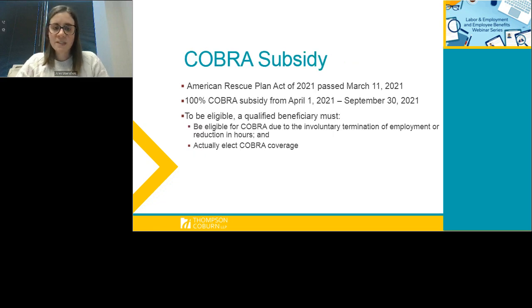Then we have the COBRA Subsidy. This was part of the American Rescue Plan Act of 2021, passed on March 11th of this year. It was a 100% COBRA premium subsidy available from April 1st to September 30th of this year. To be eligible for the subsidy, a qualified beneficiary must first be eligible for COBRA due to either an involuntary termination of employment or because of a reduction in hours. That participant or qualified beneficiary must then actually elect COBRA coverage in order to receive the benefit.